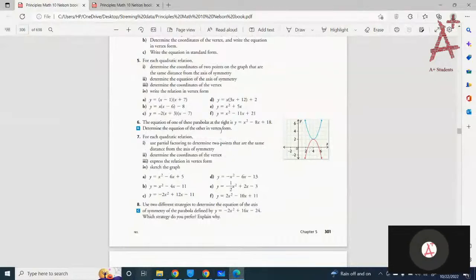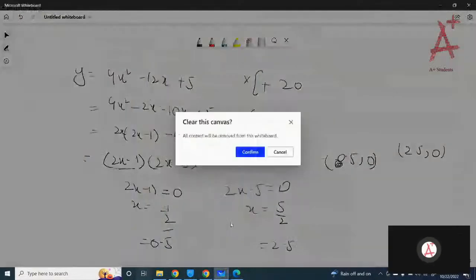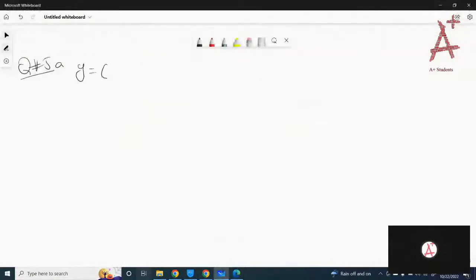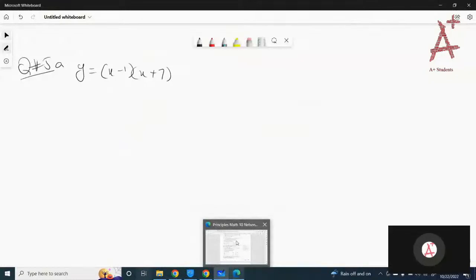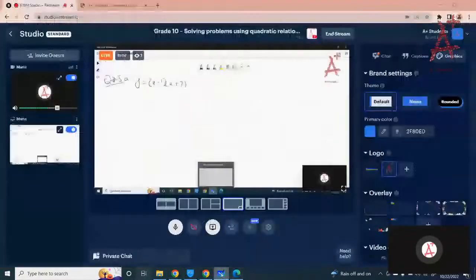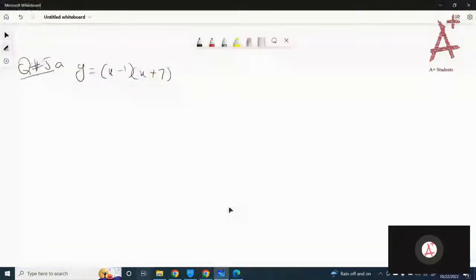The first equation is y equals (x minus 1)(x plus 7). Let me write down the equation. So first of all, you have to find the 2 points on the graph that are the same distance from the axis of symmetry.